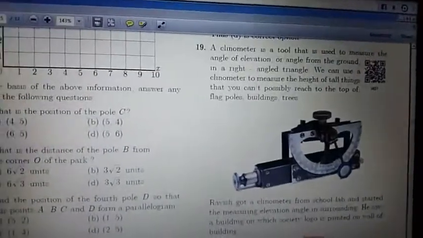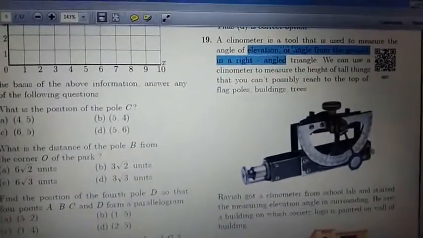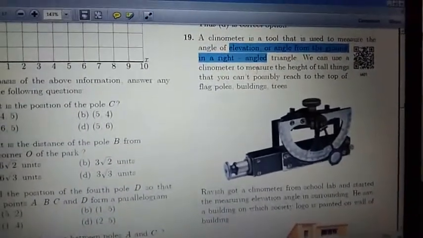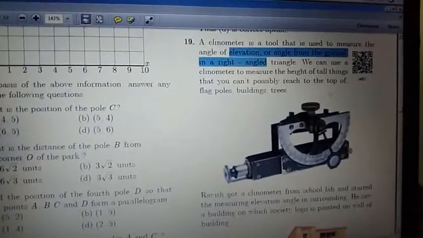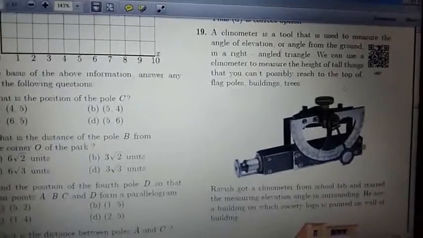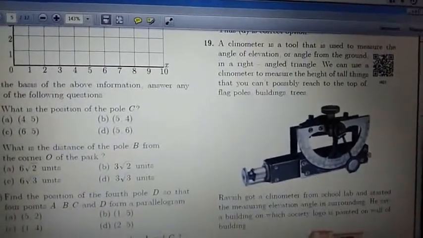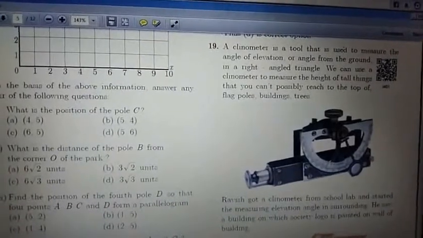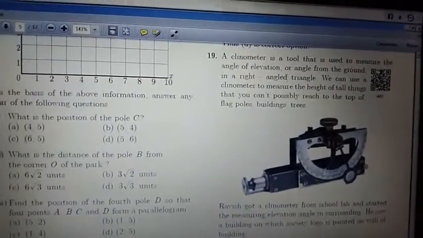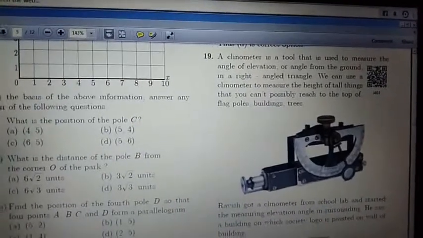Now let us see the third question, third case study. A clinometer is a tool that is used to measure the angle of elevation. Hope you have learnt about this instrument in your physics. It's an instrument to find the angle of elevation. It is made like this. This is the clinometer. They have given you the clinometer picture here, which is used to measure the angle of elevation or angle from the ground in a right angled triangle.